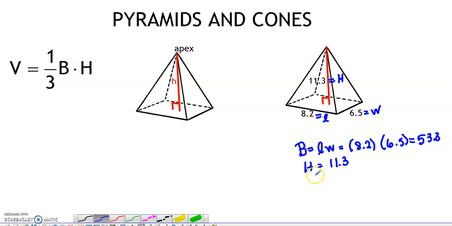Therefore, volume will be 1/3 times 53.3 times 11.3, which equals 201 rounded to the nearest cubic unit.